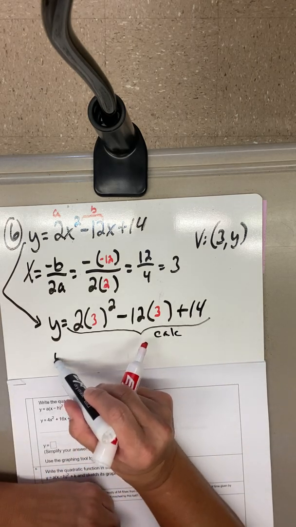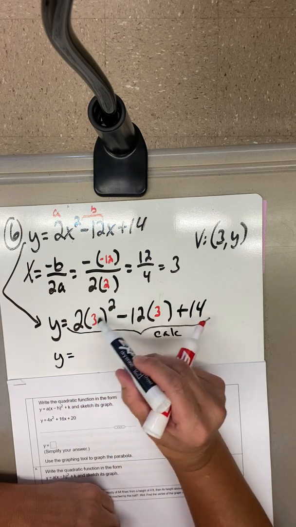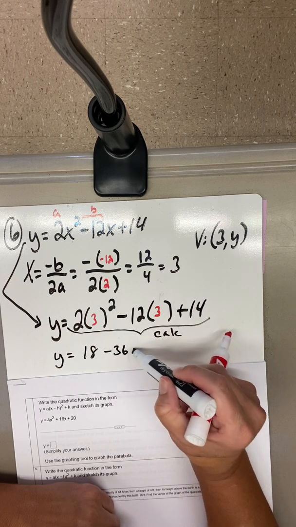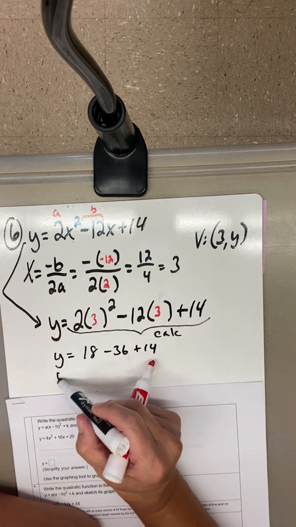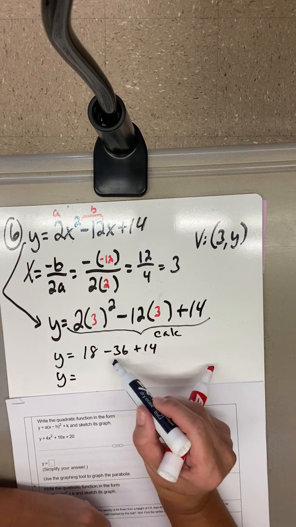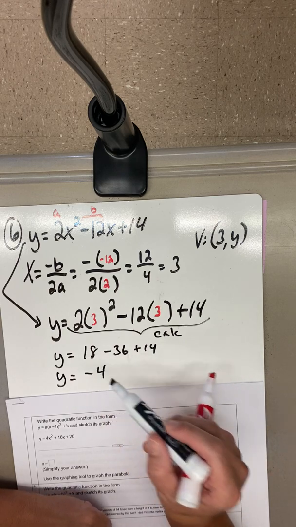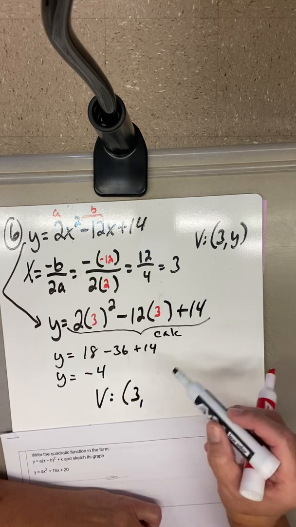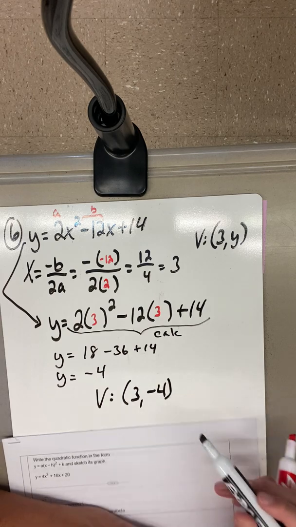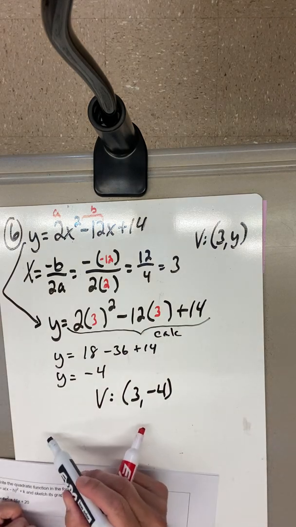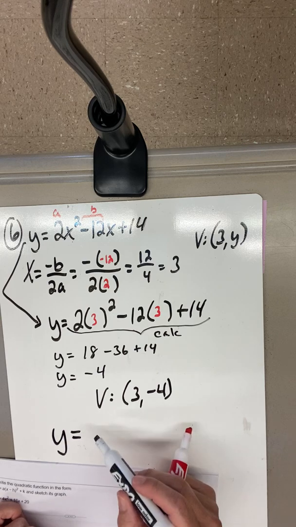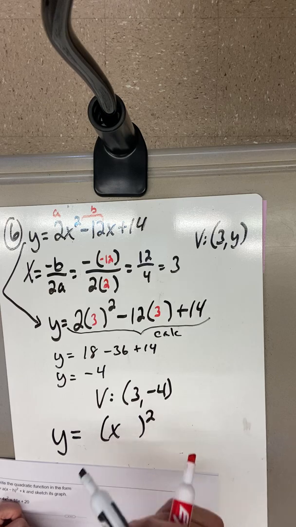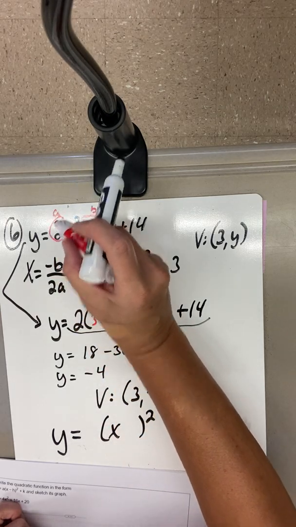All right, so if you were doing this without a calculator, you're going to do your exponent first. 3 squared is 9. 9 times 2 is 18. Negative 12 times 3 is negative 36 plus 14. 18 minus 36 is negative 18 plus 14 is going to be negative 4. So now we know our vertex. We know the x before was 3, and now we know the y is negative 4. So what does that look like in vertex form? Remember, it's y equals a x minus h squared plus k. A is your leader. Remember, your leader is always your leader.